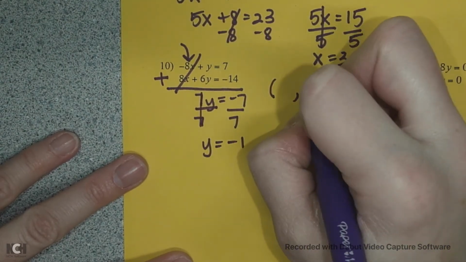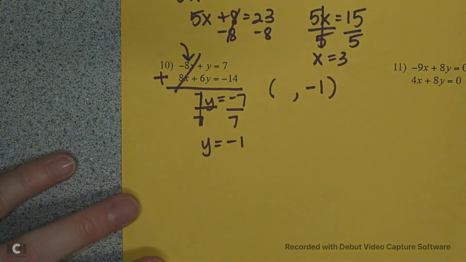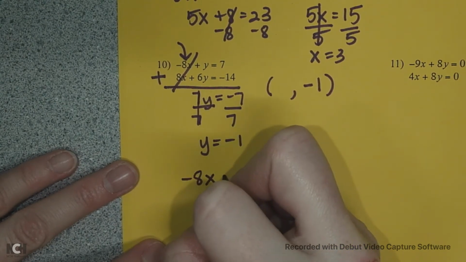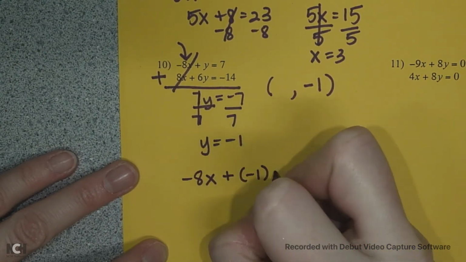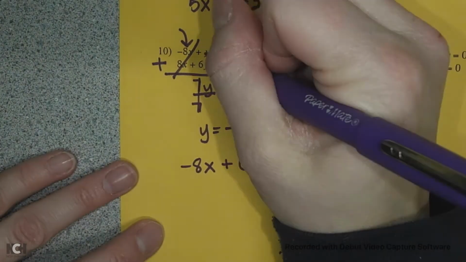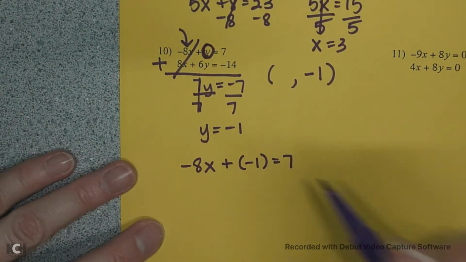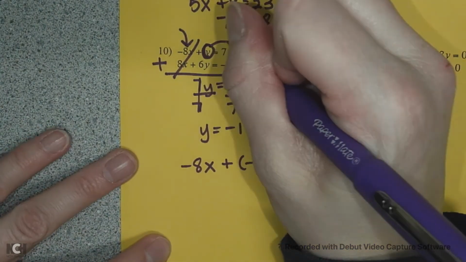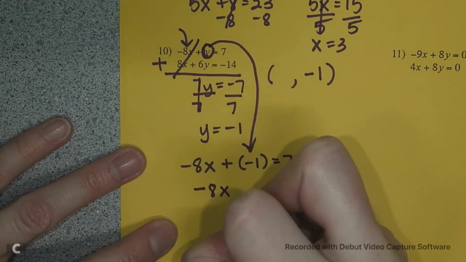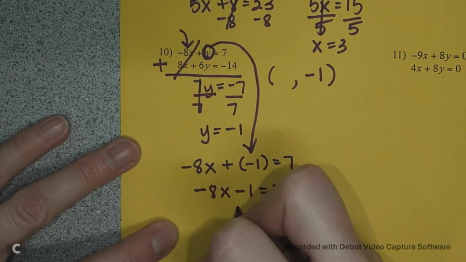So my ordered pair is something, negative 1. I take my y value and I plug it back in. Negative 8x plus negative 1 equals 7. You don't need that plus minus, but I only wanted to take out my y value, so I did. And I replaced it with negative 1. So now we solve. Negative 8x minus 1 equals 7.